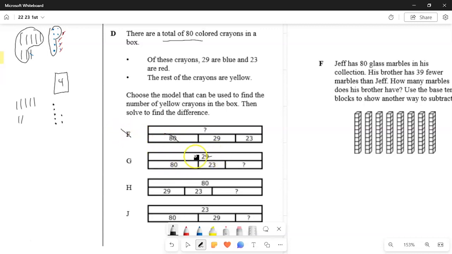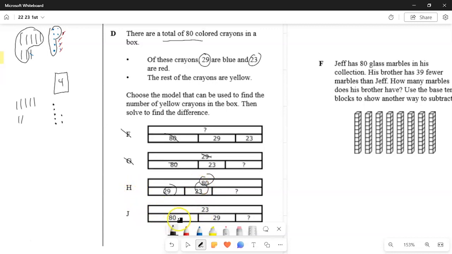Okay, this model doesn't make any sense at all because it has a total of 29 and one of the parts is 80, so that doesn't really work. You can't have a total of 29 and one of the parts of 80. Okay, this looks like I do have the total of 80. Okay, and it also has my parts of 29 and 23. So that looks like that may be how I solve it.